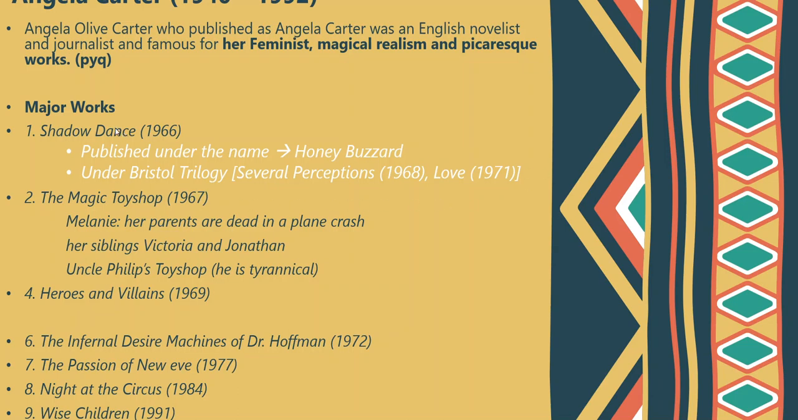These three novels are published as a trilogy, which is known as the Bristol Trilogy. Do remember this: Shadow Dance, Several Perceptions and Love, because you are getting questions on the trilogy every now and then, that's why I'm telling you this. So, Several Perceptions, Love and Shadow Dance were published under the Bristol Trilogy.